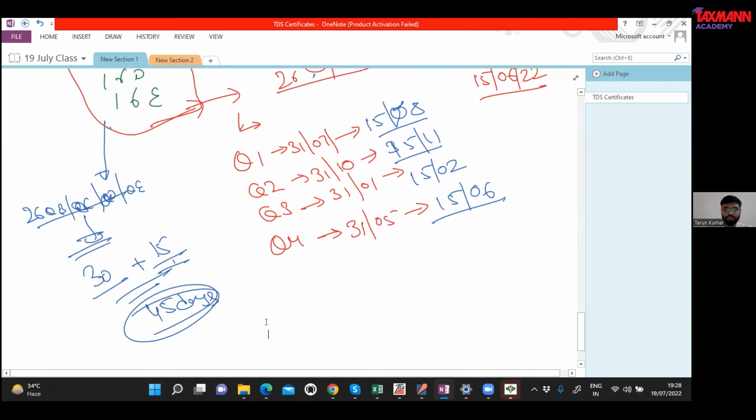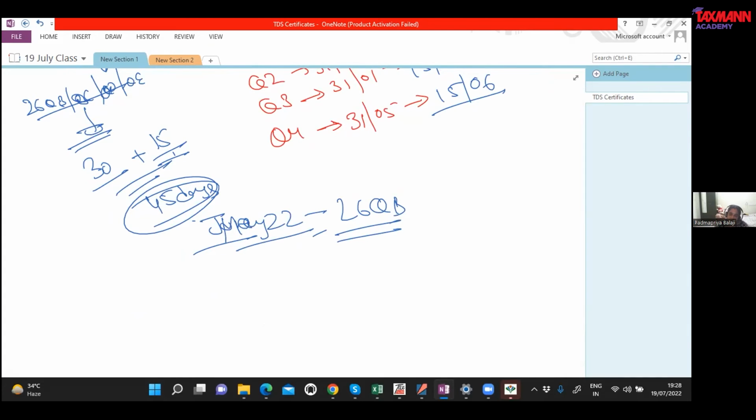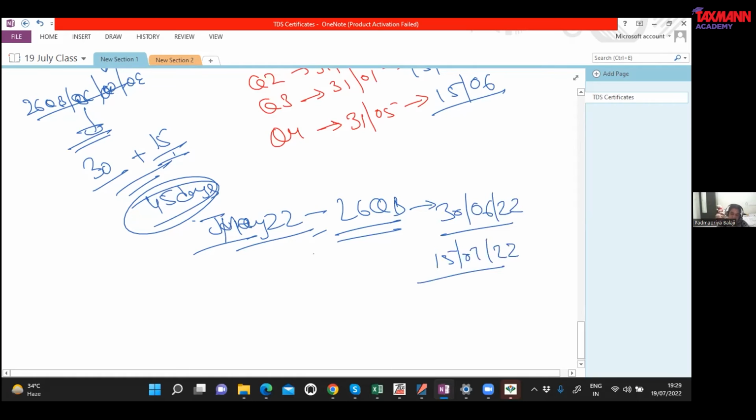I'll just give you an example. Let's take an example for the month of May 22. What will be the due date to file that TDS return in Form 26QB? By when is the TDS return to be filed? May or June, sir? So the TDS return is to be filed by 30th June. Right. And the certificate is to be issued by 15th of July. Right. So 45 days from the end of the month in which tax is deducted.